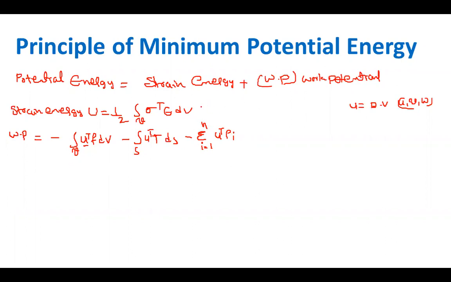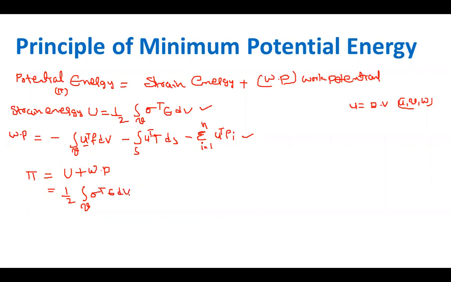At this point, I know the strain energy and I know the work potential. Therefore, it is possible to write the potential energy. The potential energy can be defined mathematically as pi. So pi is equal to the strain energy plus the work potential. We can write this in mathematical form: this would be equal to half into the volume integral of sigma transpose into epsilon into dV.